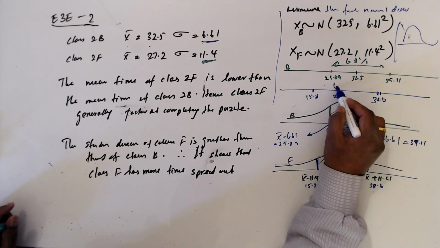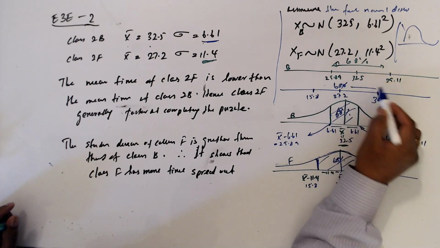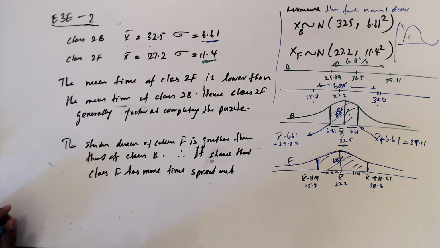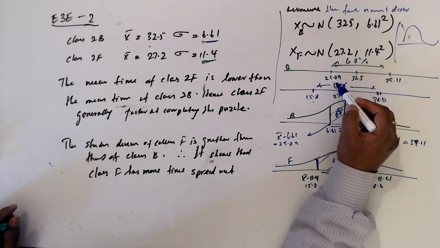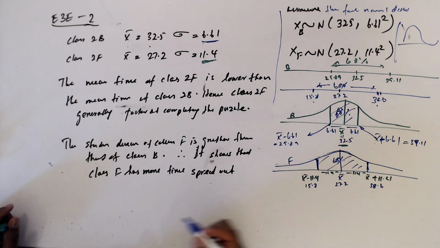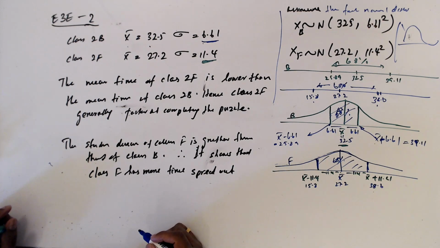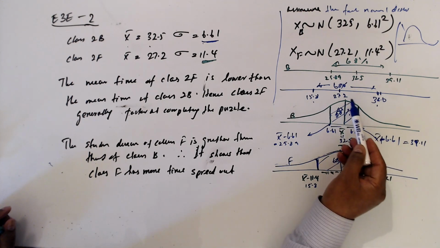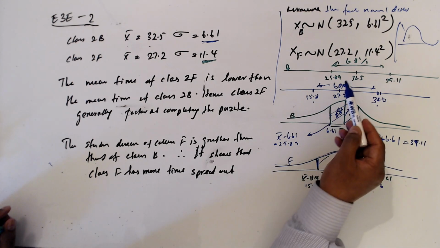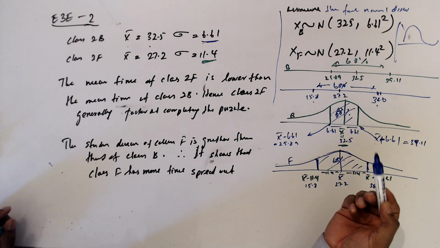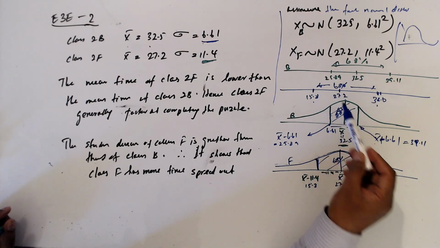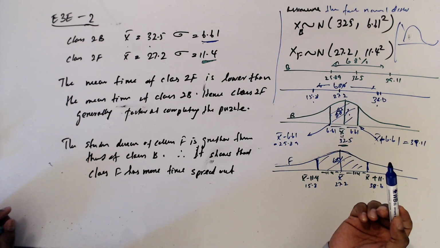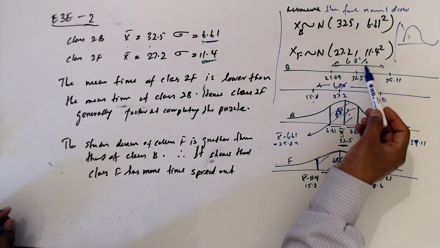It means 68% of data is between 15.8 to 38.6. Here 68% of data is 25.9 to 39.1. So we can see that F class is overall better than the B class, and however, the spread out is more than this one.